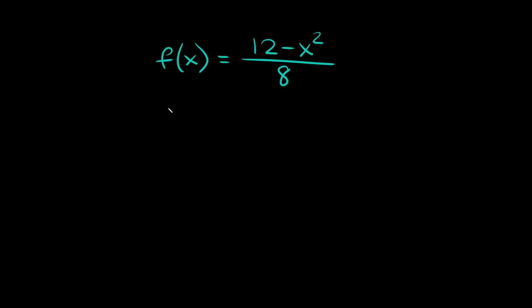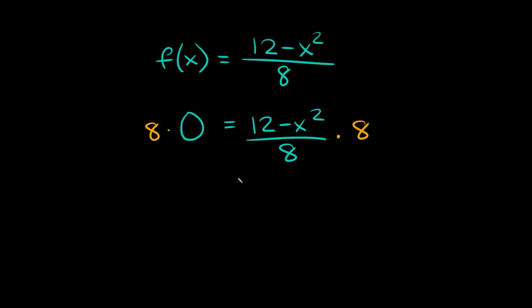Now let's do one with a fraction because I know those are our favorites. Here we have f of x is equal to 12 minus x squared all over 8. Again, it's going to be the same exact first step. We're just going to plug in 0 right here for f of x. So we get 0 is equal to 12 minus x squared over 8. Now the first thing we can do is get rid of this denominator, the 8, by multiplying both sides by 8. Then on this side, those cancel out, and we're left with 12 minus x squared is equal to 0.